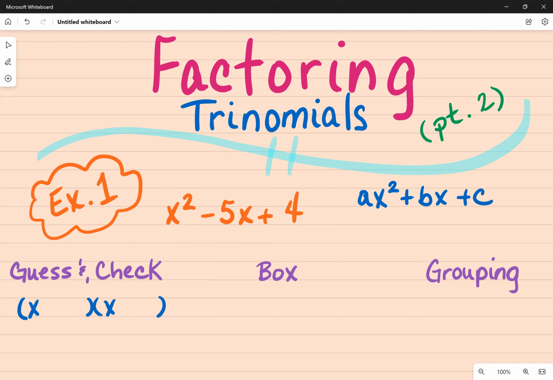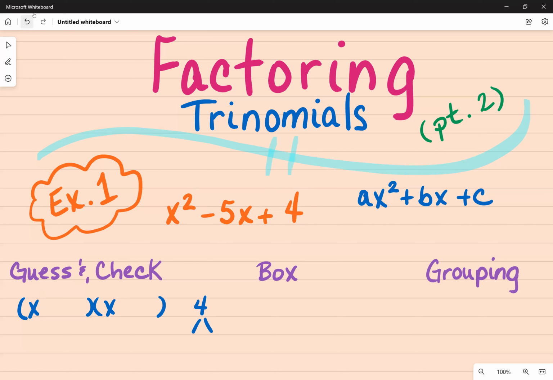How do I know? Because when I multiply exponents with the same base, I'm going to add them. So x times x is x, but the exponents 1 plus 1 end up being x squared. So this part is taken care of. Now what I have to do is focus on this last term, which is my C term, including that sign. I want to make sure that not only do I find factors that will give me 4, but they also have to add to give me -5.